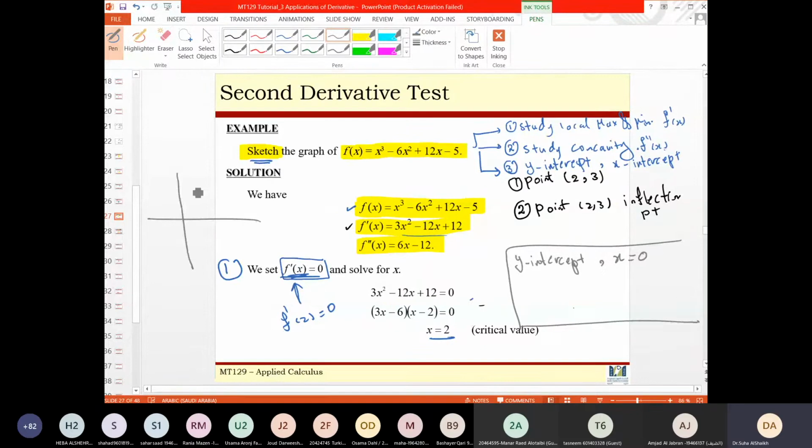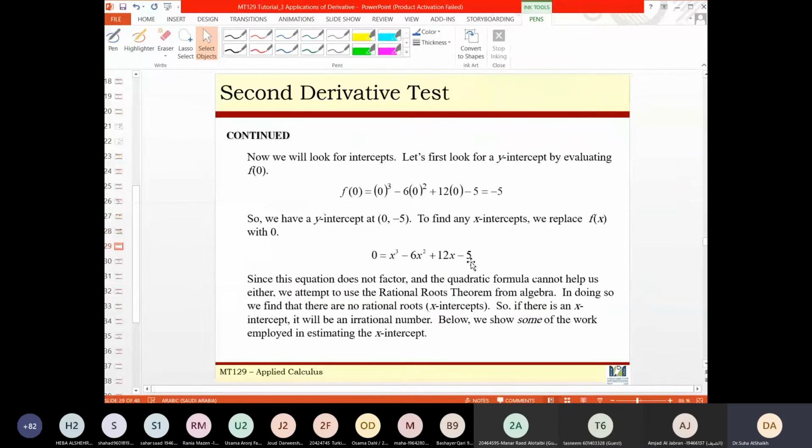This is the xy plane. This is my x. This is my y. I cut x here, meaning when y is 0. And I cut y here, and this happens when x is 0. So the y-intercept happens when x is 0, and the x-intercept happens when y is 0. We will do this now as step number 3 and step number 4. We will find the intercept to get more points that help me sketch the graph.